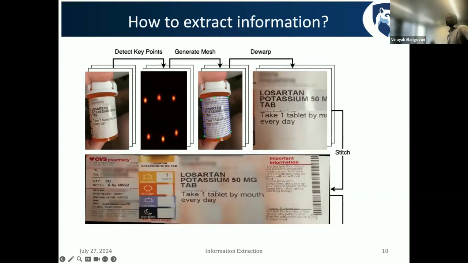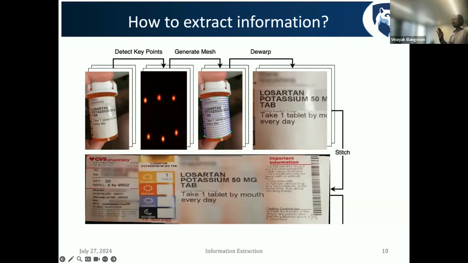So how do we extract the information? The challenging part is finding the key points. We developed a few techniques. We developed a convolutional neural network to identify the key points of these labels. If you look at this particular image, we have detected 6 different key points. Once we have the detected key points, we can capture those images and extract only that information.